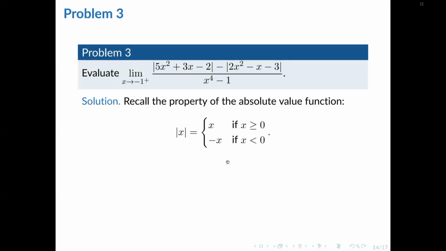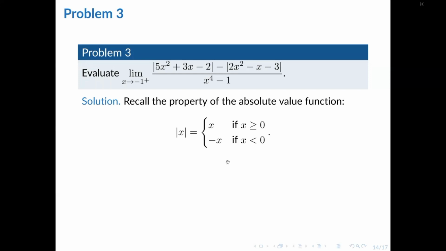So for the last problem, evaluate the limit of the absolute value of 5x squared plus 3x minus 2 minus the absolute value of 2x squared minus x minus 3 all over x raised to 4 minus 1 as x approaches -1 from the right.